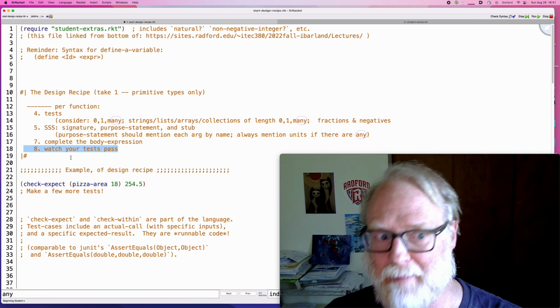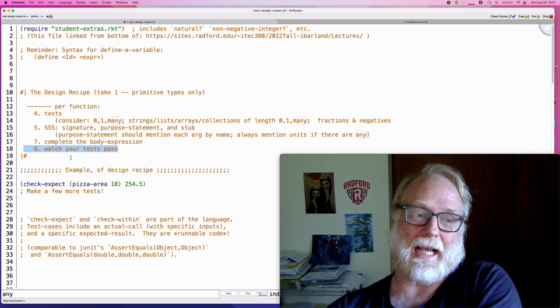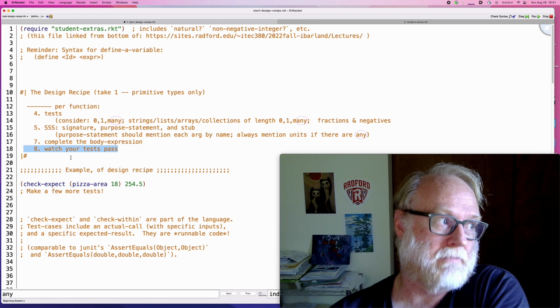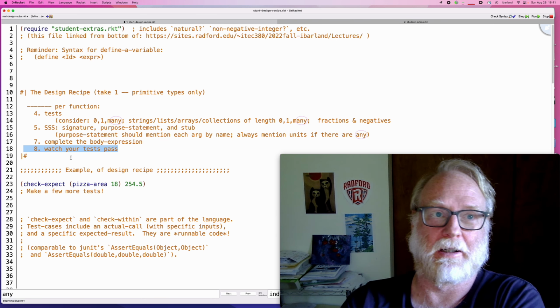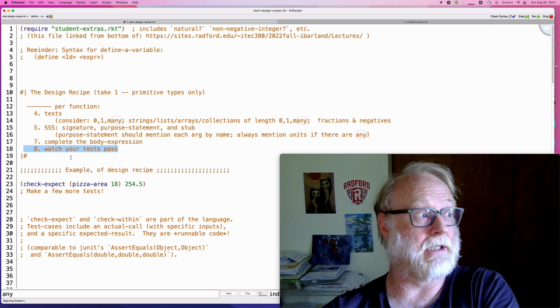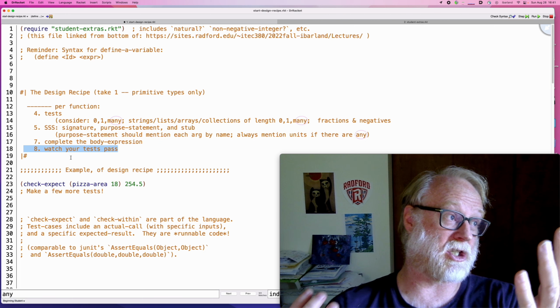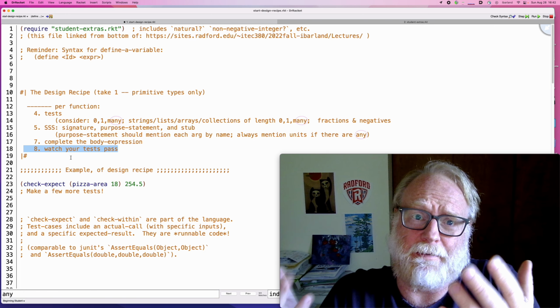Let's work through an example, and we'll come back and talk more about the details of these steps as we do them. So we'll write a function, pizza area. Not a dramatic function, but you walk into a pizza parlor, you know how much the 14-inch costs, you know how much the 18-inch costs, maybe you don't want to know which is a better deal, you just want to know how much pizza you're actually getting for your money.